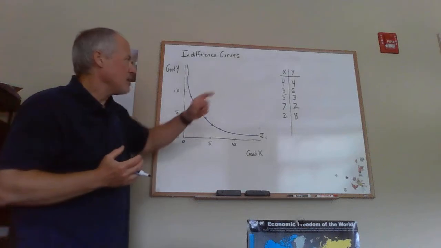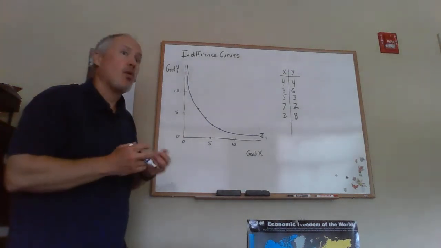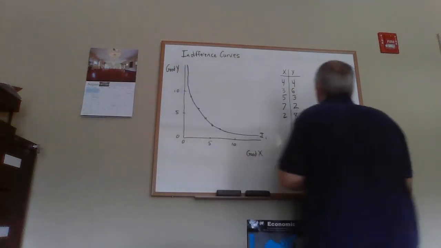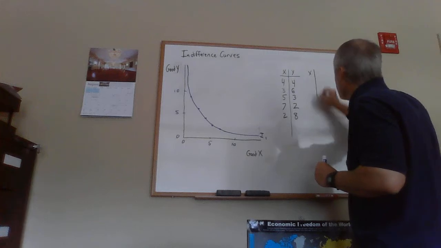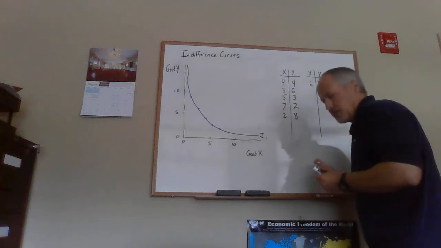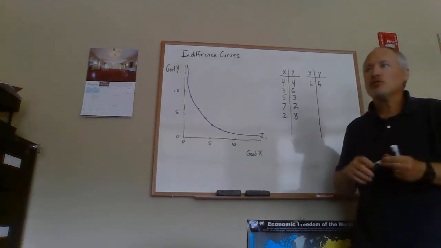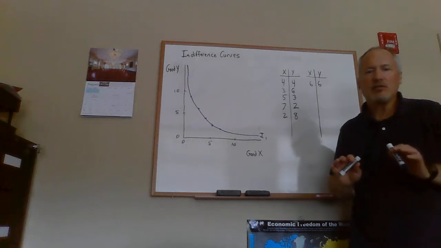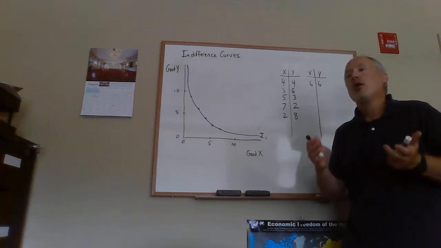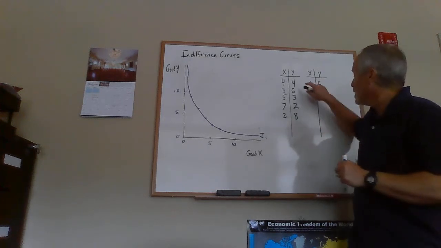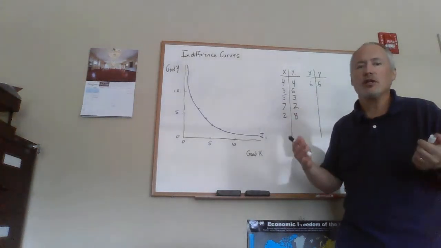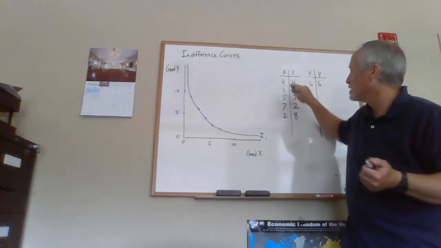Now, if we started by giving the consumer a bundle with more X and more Y than 4-4, then we would have to trace out a different indifference curve. So suppose we gave them 6 and 6 to start with here. One of the assumptions we make about preferences, and we try not to make a lot of assumptions about people's preferences, but one of the things that we will assume is that more of a good is preferred to less. So if you compare 4-4 and 6-6, given that X and Y are both goods, this person should prefer 6-6 to 4-4.